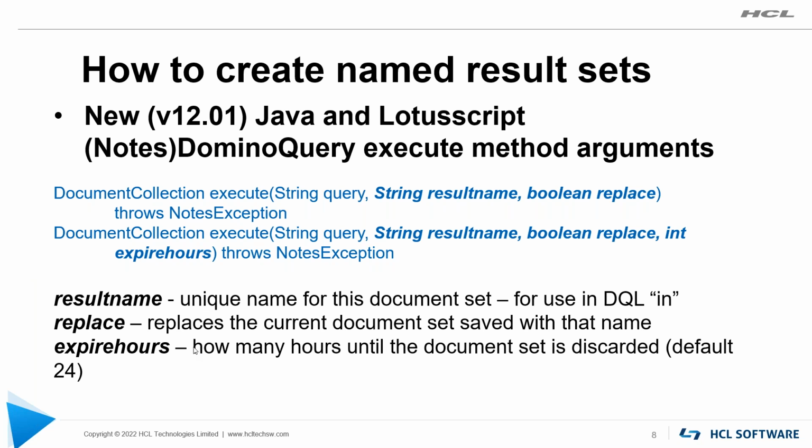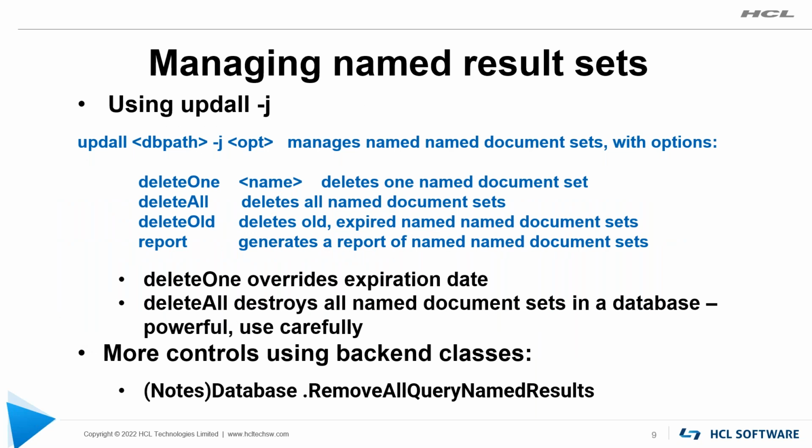Okay, and in 12.0.1, we do allow you to actually store them as part of the DQL, the Domino Query object. We actually add a result name and whether it's replaced, and expire hours. Again, result name is a unique name for this document set. Replace tells you how, if you are to replace one that exists, and the expire hours is how long, excuse me, until the document set is discarded.